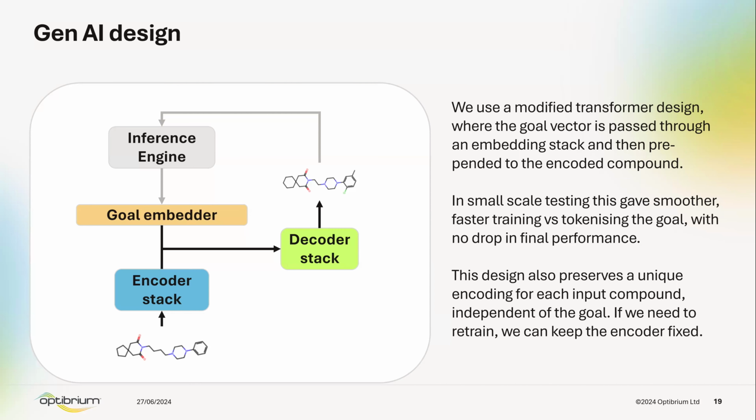So if we want to retrain the model for a different set of goals, different chemistry or something, we can keep the encoder stack fixed. That means less training, less risk of things like overfitting, and faster training. It also means that if we want to use this for other purposes, we have an in-house latent representation of compounds that we can use for other models, like predictive models or synthesis models and so on.